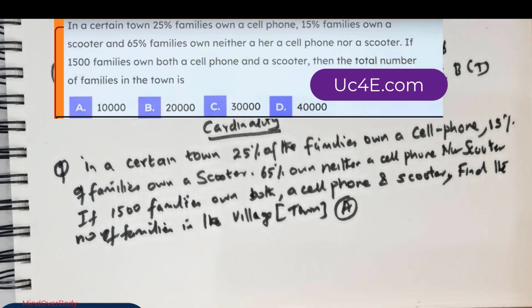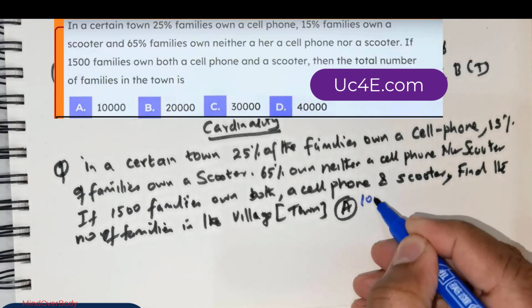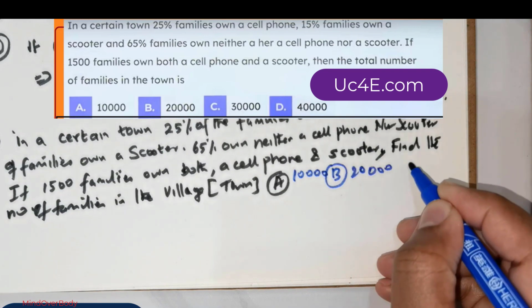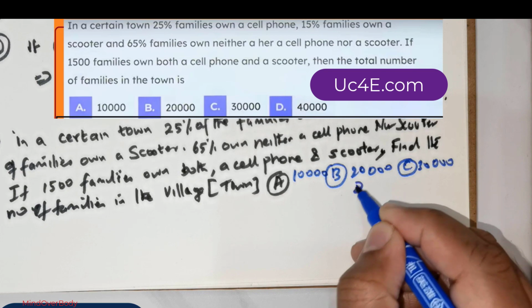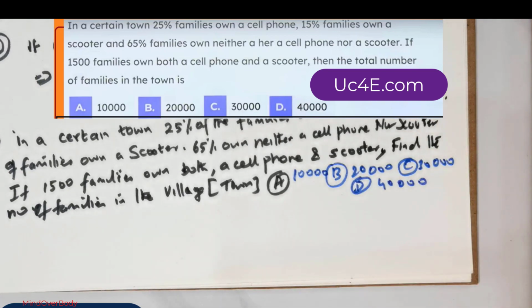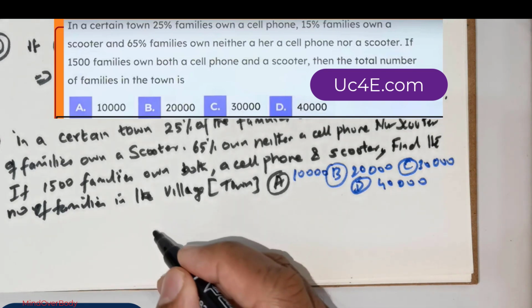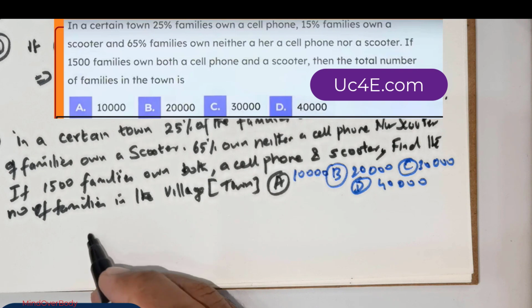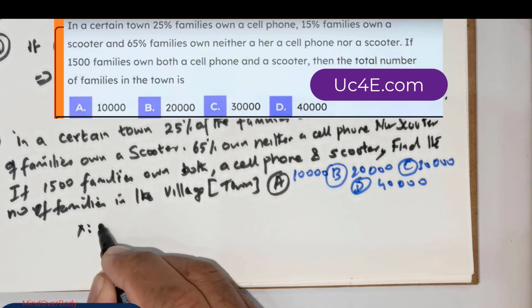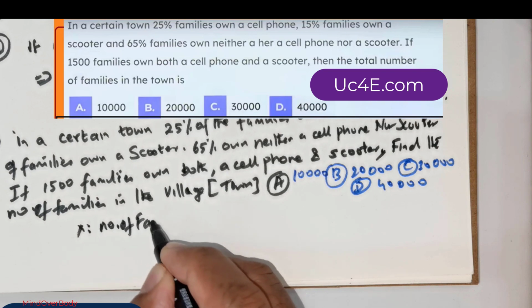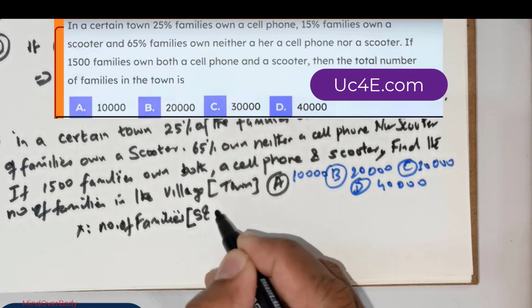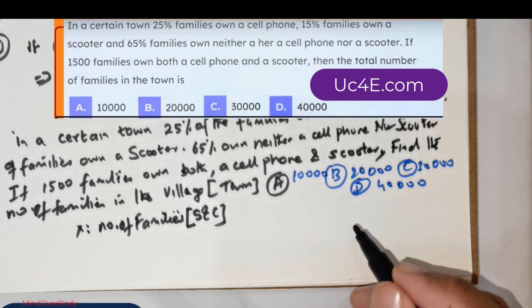So this is a problem which can easily be solved. You're being given choices. Let me state the choice. Choice A 10,000, choice B 20,000, choice C 30,000, choice D 40,000, right? So you have to pick the choices. Now what I wish to do is I will use Venn diagram. Now let me just assume X to be the number of families that own both the scooter and cell phone. This is in percentage, right?